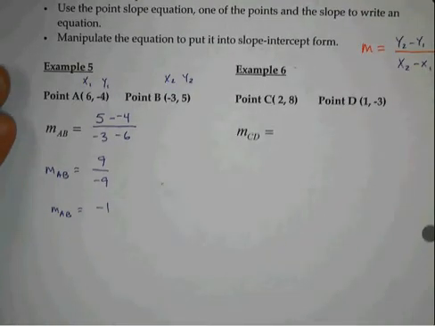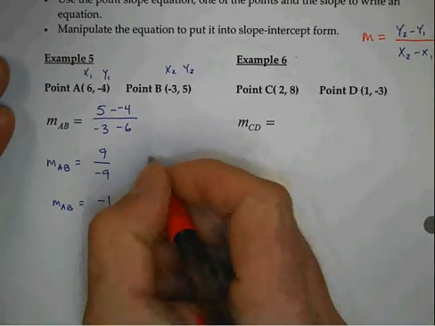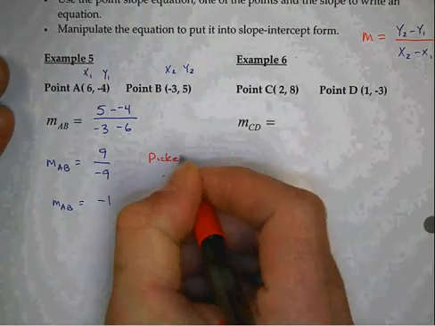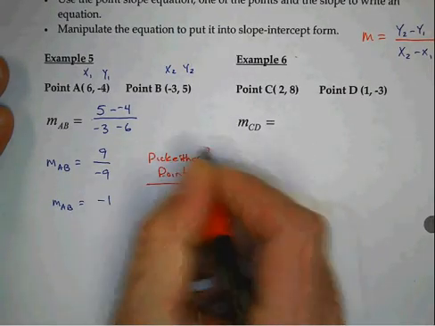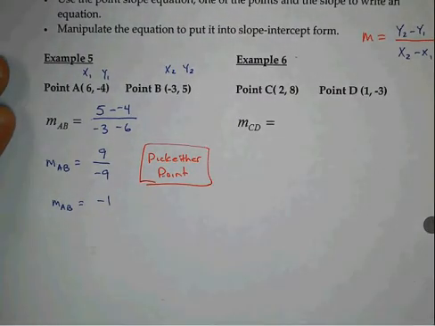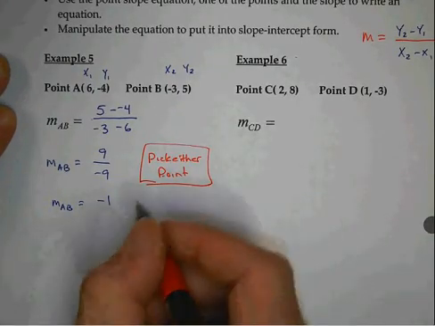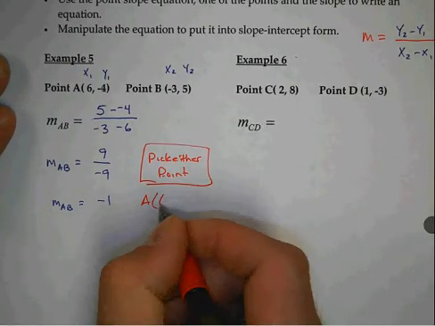I'm going to pick point A. I'm just going to say pick either point, because when you get home tonight, you're going to wonder why he picked that. It doesn't matter. So I'm going to pick point A, and I'm going to rewrite point A down: 6, negative 4.